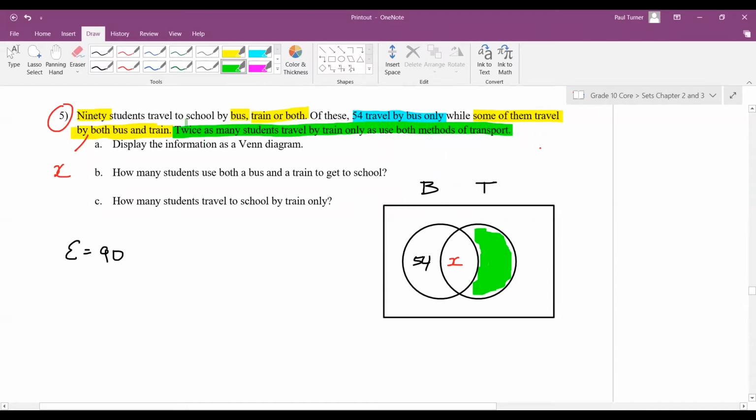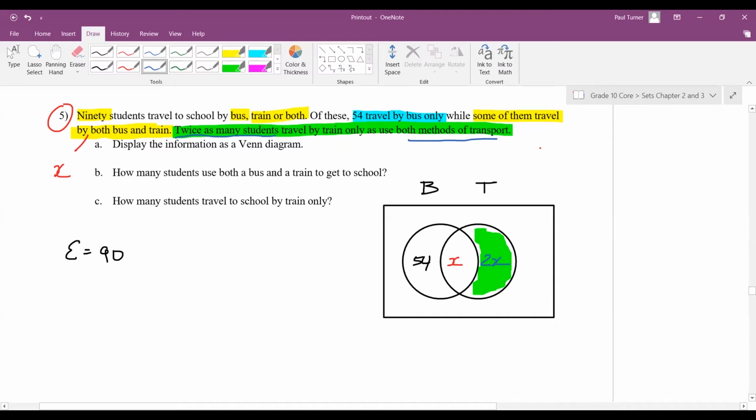Twice as many. How do you write twice as many of something? Times 2. And it says, as use both methods of transport. Both methods is X. So it's 2X, right. So this has got to be 2X, okay? Because it's double. Twice as many travel by train only as use both methods of transport. And both methods is X. Okay, so that's your equation here.